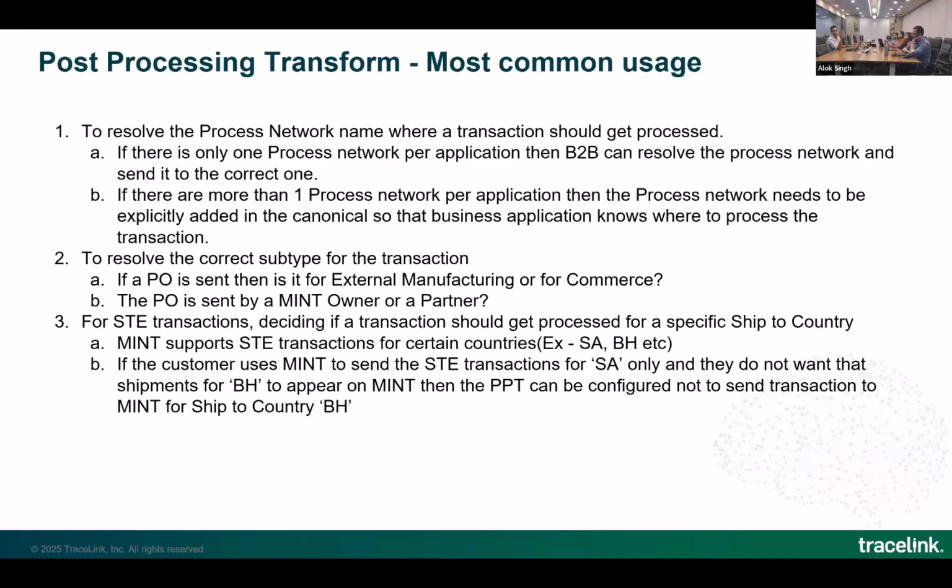So if we put the list of countries in the post-processing transform, that for Bahrain, the transaction should not go to Mint. Post-processing transform will receive the information. It receives the canonical. It will find the ship to country. It will validate if the ship to country is allowed by post-processing transform. And if it is not, it will just be dropped. So Mint will never receive that transaction. So these are the three most common uses of post-processing transforms.